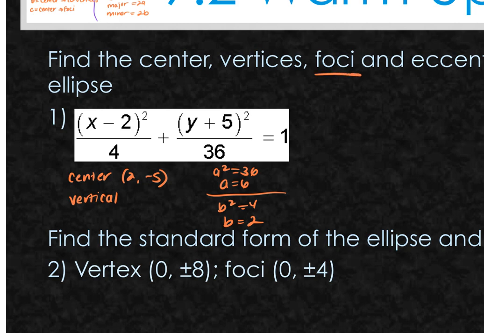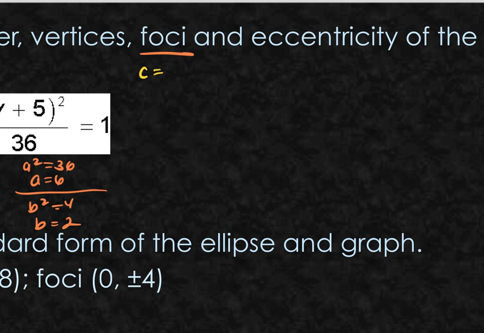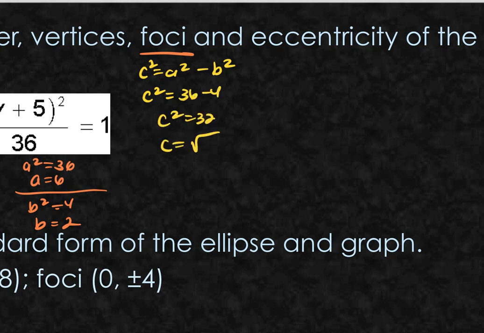So I'm going to do C squared equals A squared minus B squared. C squared would equal 36 minus 4. C squared would equal 32. And C would equal the square root of 32, which then has to get simplified. So 32 can break down into 16 and 2, and 16 can be square rooted. This would be 4 square root 2.